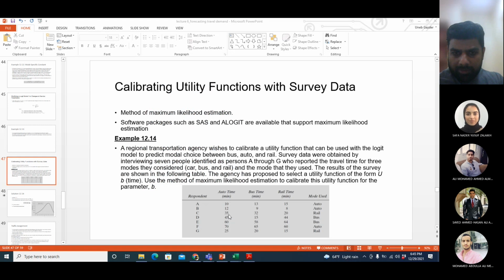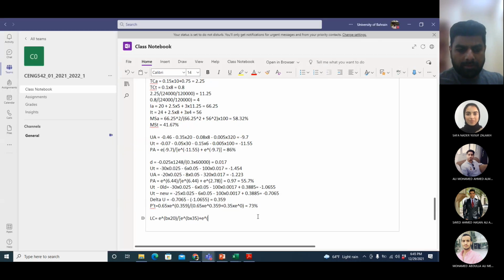B into 32, which is for bus. Then e to the power b into 20 for the railway time. This will be the maximum likelihood for person C. Why? Because he has chosen the railway mode. So the exponential of the railway utility will come in the numerator, and the summation of the exponentials of the other utilities will go in the denominator.